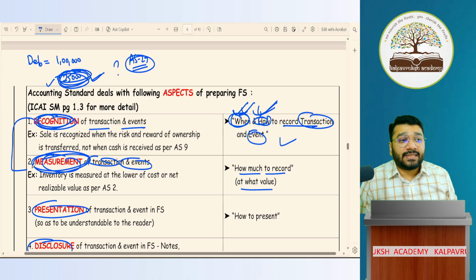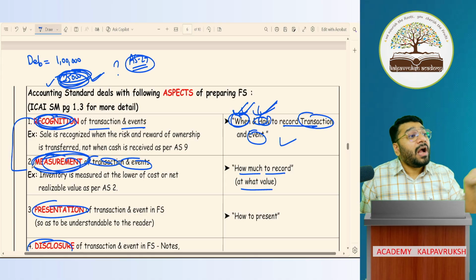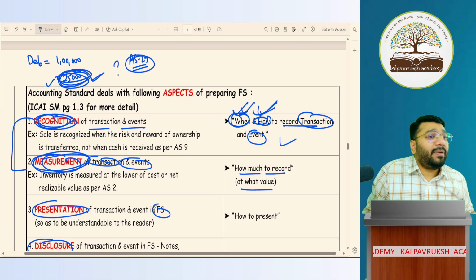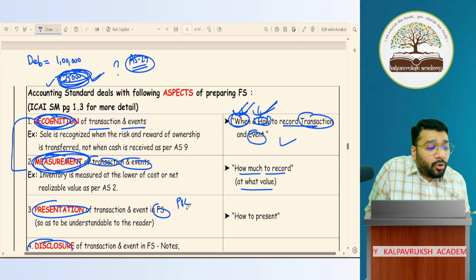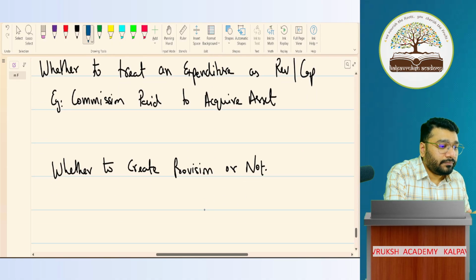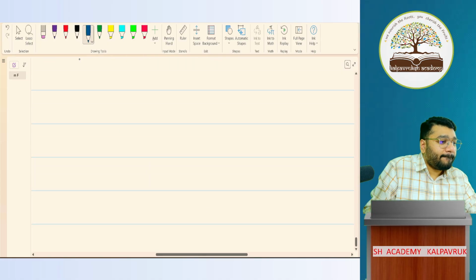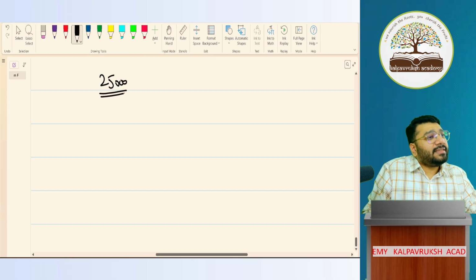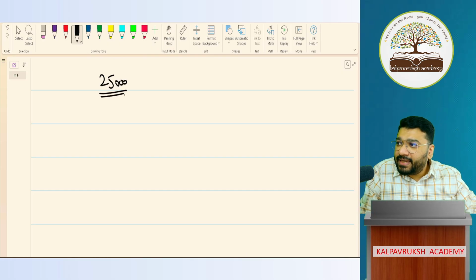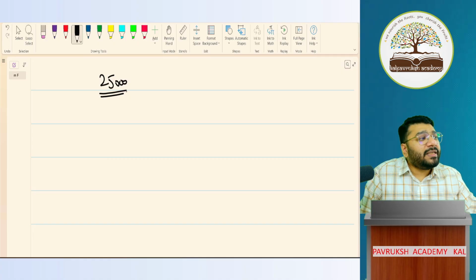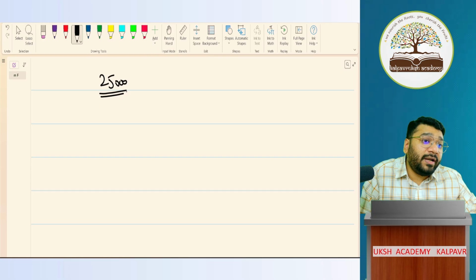Next confusion comes is that a particular data, how do I present in the financial statement? How do I present it in the P&L account? And how do I present in the balance sheet? For example, the 25,000 example what I gave you. Let's say we have decided to create a provision. Can you please tell me the journal entry for creating the provision for doubtful debt?